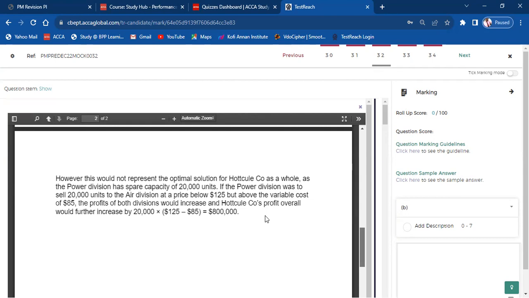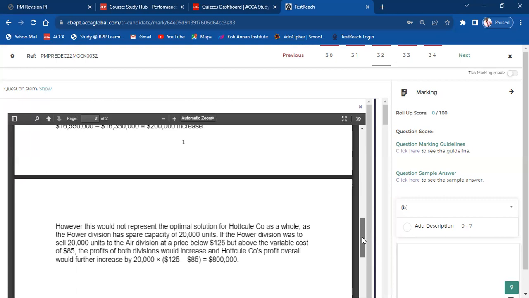That's a very deep thought by the examiner. I didn't think about that. That's excellent. But friends, you are not supposed to think like that at that level before you pass the exams. Let me explain that answer to you. What the examiner is saying is that it does not represent the optimal solution because power still has 20,000 capacity not used.